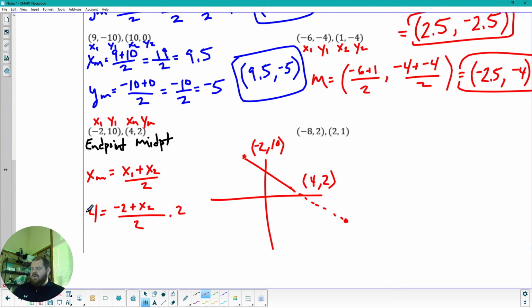Well, now I just have an equation to solve. I've got to multiply by 2 on both sides to get rid of that, and I get 8 is equal to negative 2 plus x2.